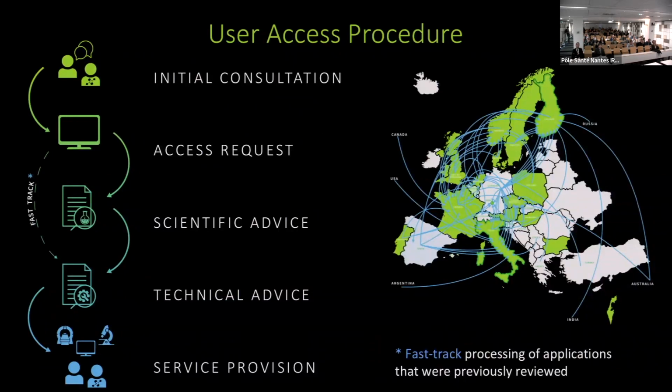After this initial consultation, they submit online their application. They might get scientific advice. If their project has already been previously evaluated for funding, they can also take the fast track, and the application will be forwarded directly to the node, to you, for technical feasibility check, and also if you have time and capacity for the incoming user. And then the service provision can start. So this is probably the service provision procedure, as you also know it from France-BioImaging.